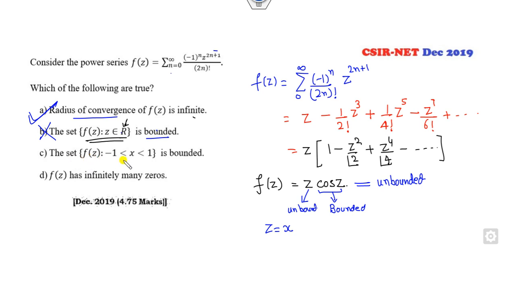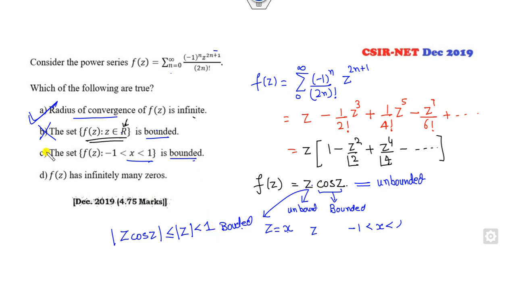The set f of z where x is from minus 1 to plus 1 is bounded. That means if this z is nothing but my x, which lies from minus 1 to plus 1, then in this case it is bounded. We all know this number, if I start with this, it is less than the z, and the z is 1, so it is bounded. So this is my correct option.